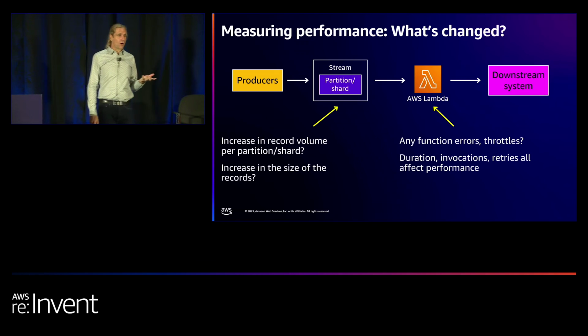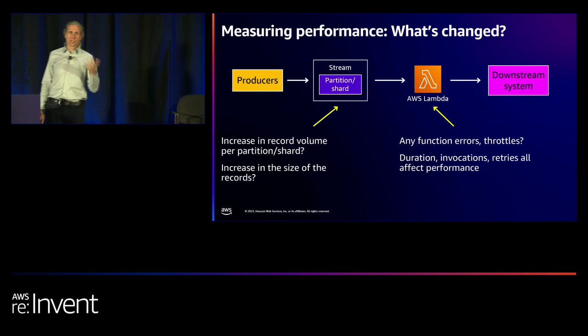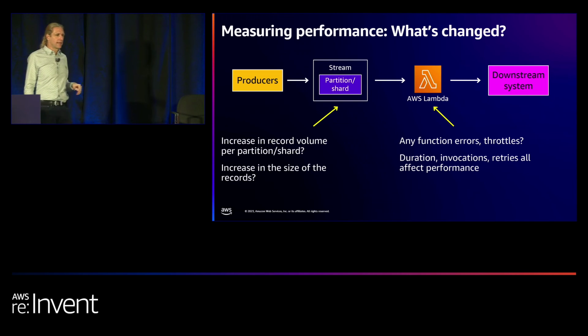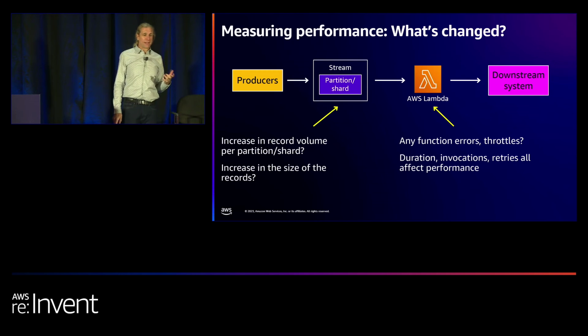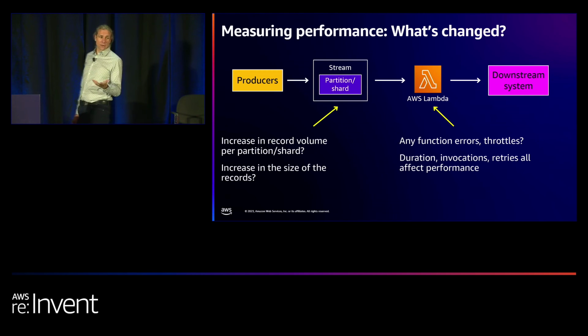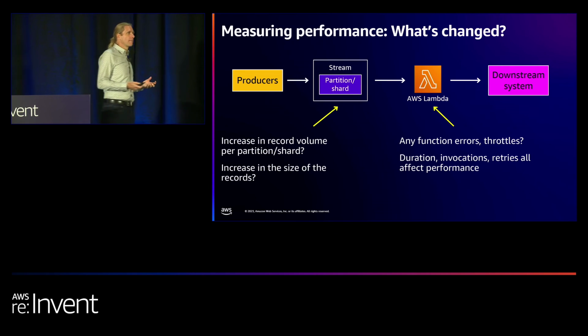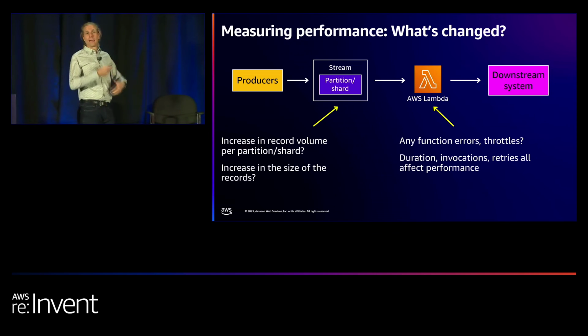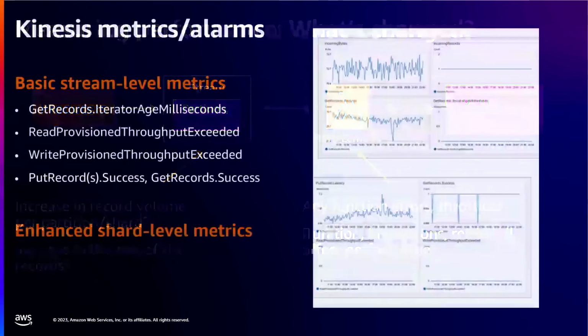And then if something goes wrong or something changes, you have at least a little bit more information. Has there been an increase in the volume between your partition and the shard, so something on the Kinesis or Kafka side, or have the records sometimes got much bigger because some producers decided to put a whole bunch more data? Then on the Lambda function side, are you having any errors? Is your Lambda function throttling at all? Because anything that affects the duration of your Lambda function, the number of invokes, or any kind of retries is going to impact the overall performance of your stream processing.